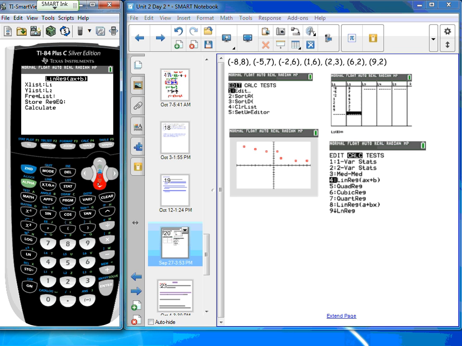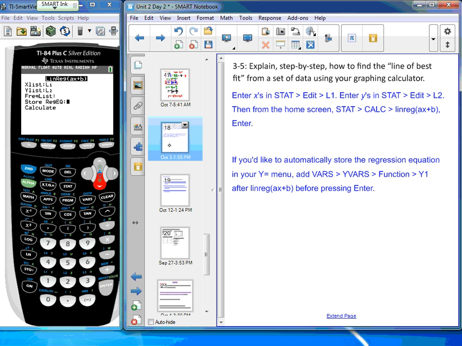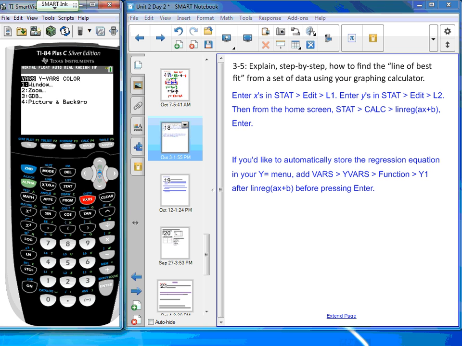I like to add the additional requirement of storing my regression equation automatically in my y equals menu. So if I want to store it automatically in my y equals menu, I'm going to store my regression equation and tell the calculator that by pressing vars. Everybody find vars, variables, right here. Y variables. Function, enter. And Y1, I'm going to store it in Y1.